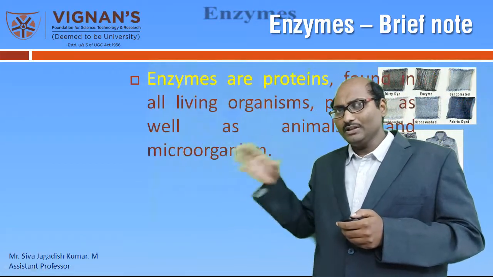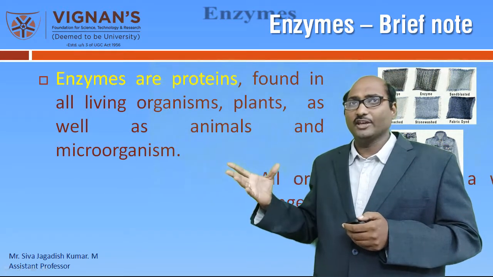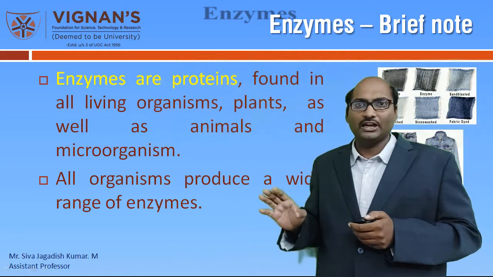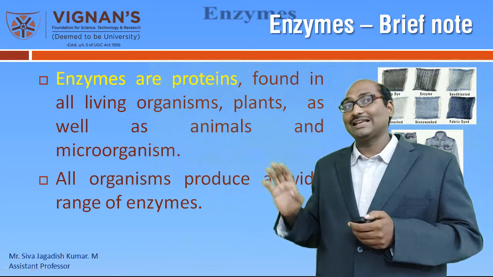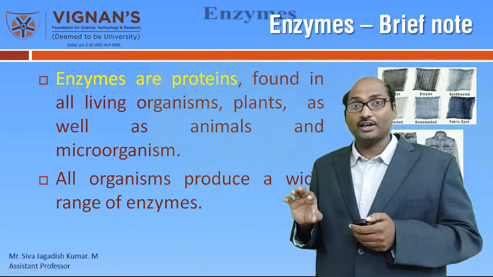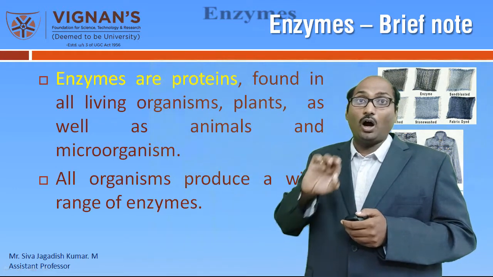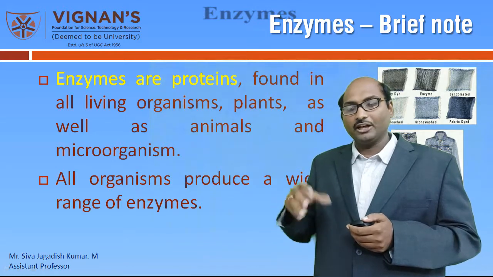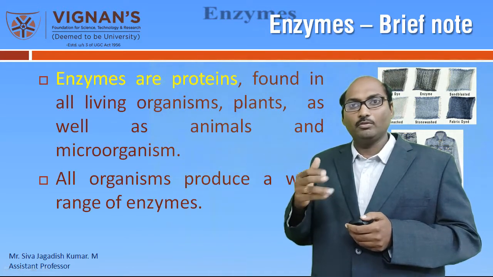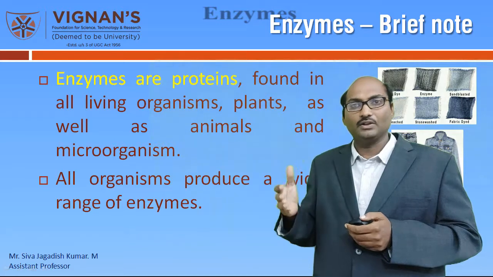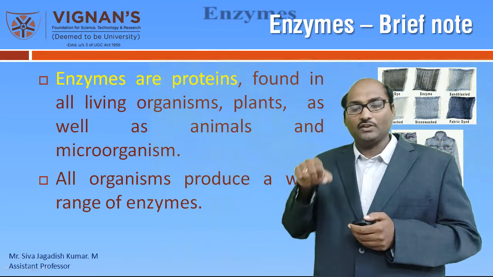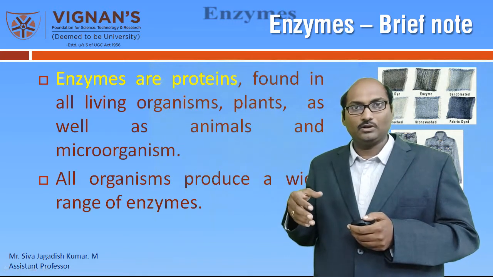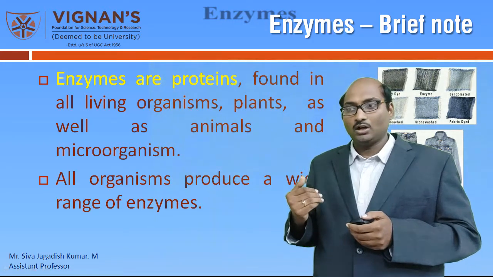We will revise what enzymes are. Basically, enzymes are proteins which are found in all living organisms, plants as well as animals, and even microorganisms produce enzymes. All organisms produce a wide range of enzymes. So in terms of cattle, like cows and buffaloes, all these herbivores eat grass, dry grass or green grass.